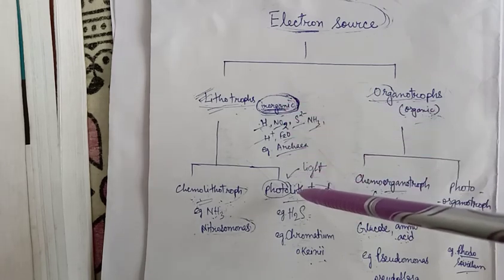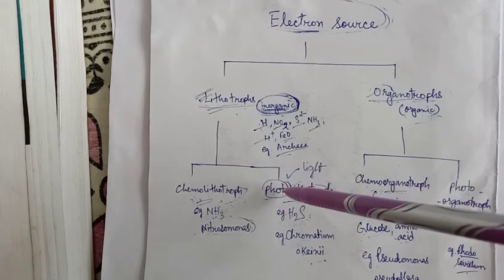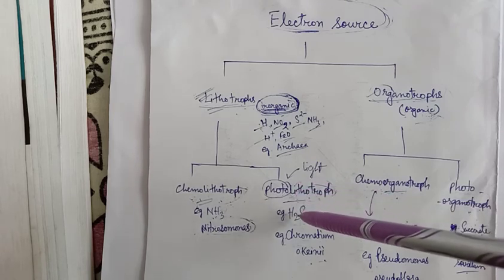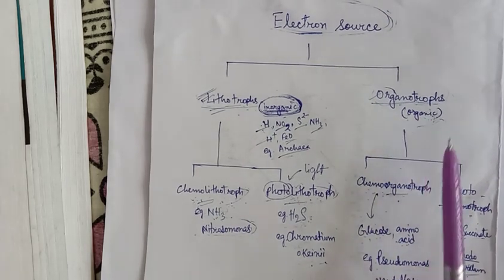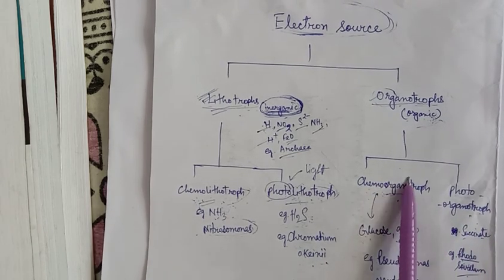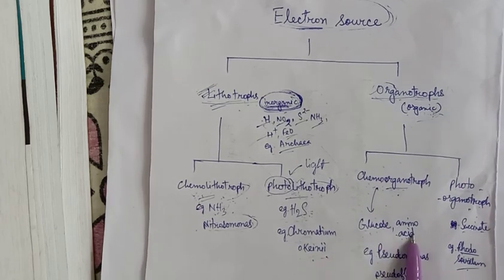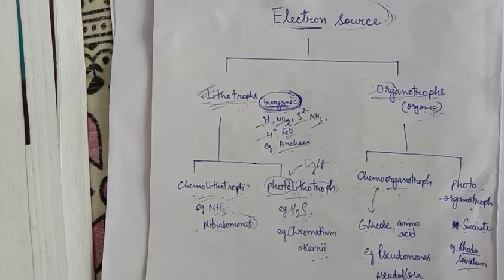Photolithotrophs are the microorganisms which gain energy from light and use reduced inorganic compounds such as H2S as an electron source. An example of photolithotroph is Chromatium okenii. Organotrophs are classified into chemoorganotrophs and photoorganotrophs. Chemoorganotrophs gain energy from organic compounds such as glucose and amino acids as a source of electrons. Examples are Pseudomonas and Pseudoflora.